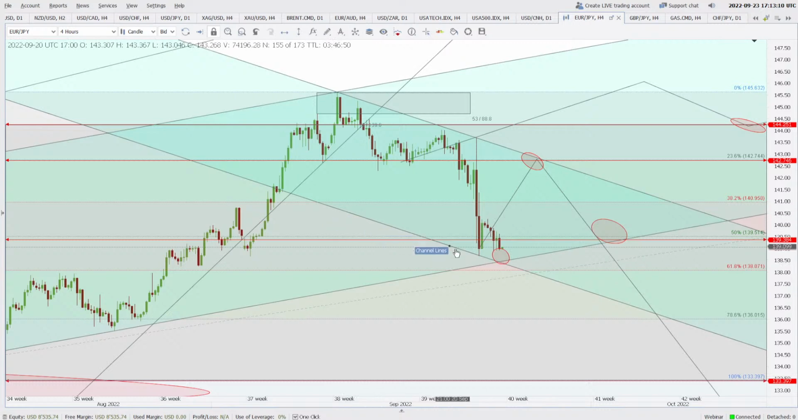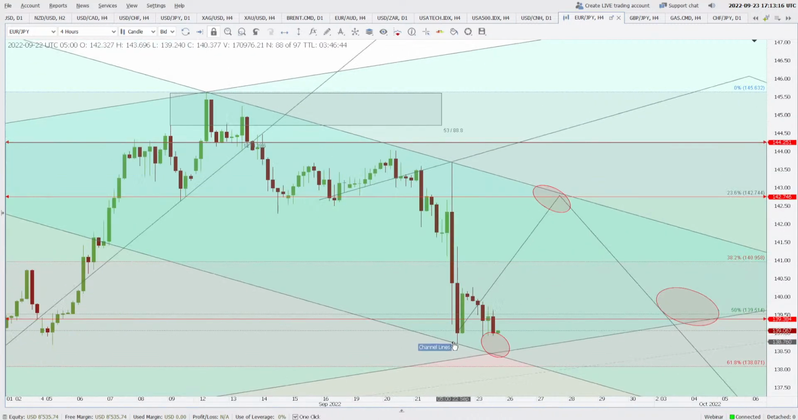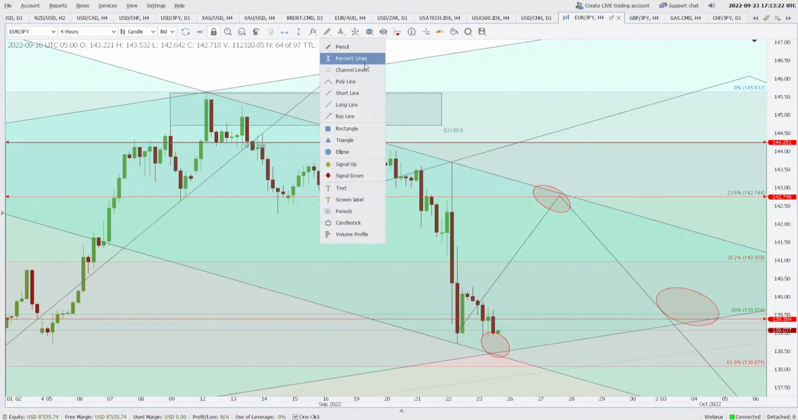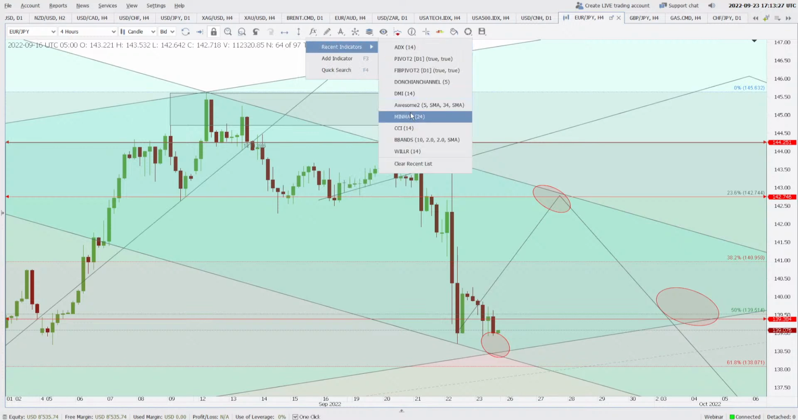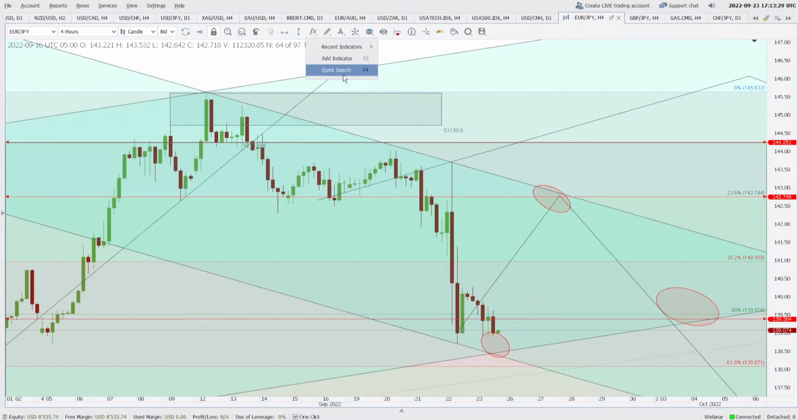Why? Because of this falling channel's support line and the rising channel's support line, which is even stronger, and maybe RSI will show us some bullish divergence here. Okay, I have not marked my RSI, but if I mark it, I'm sure there will be some divergence. Where is RSI?